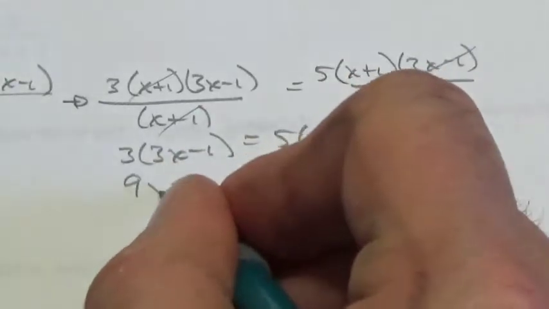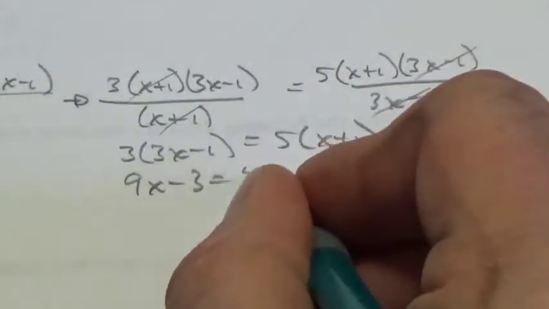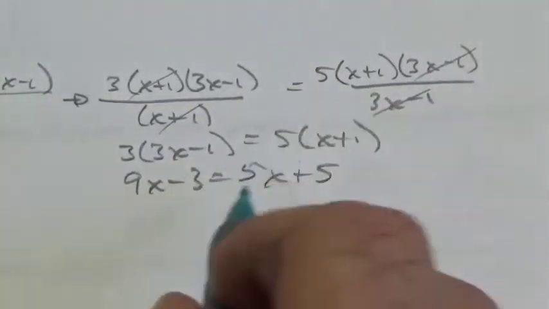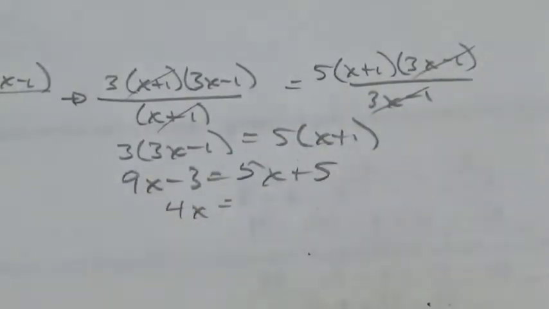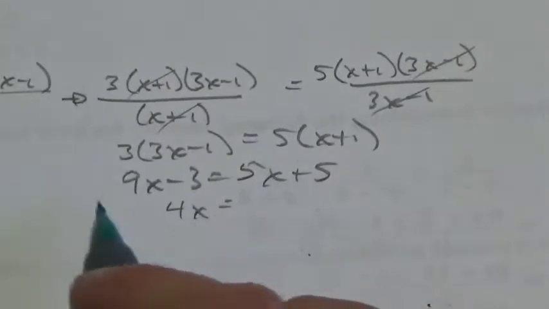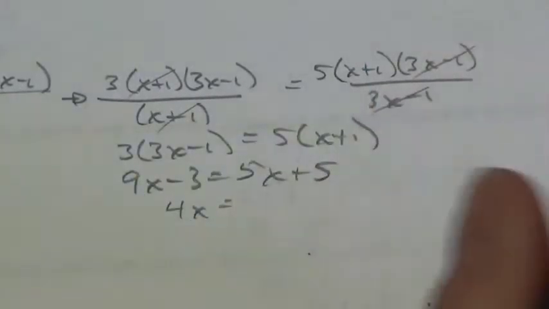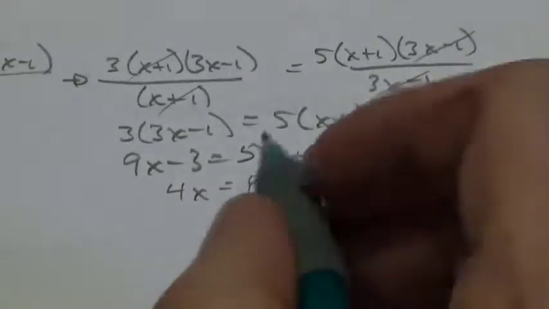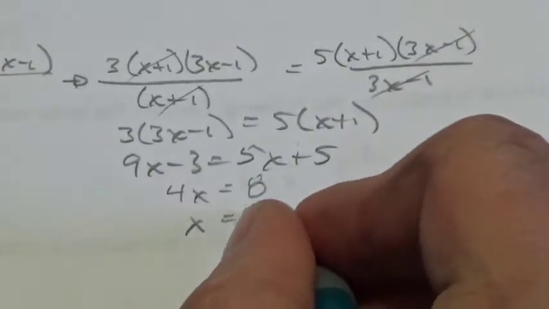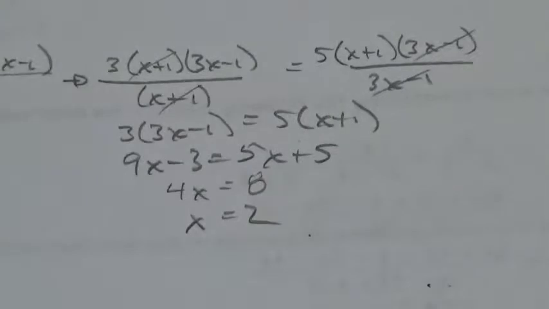Multiply through by the 3, multiply through here by the 5. I'll bring the 5x over, and I do that specifically because I want the coefficient of x to be positive, so I'm going to bring that over to whichever side makes it positive. Bring the negative 3 over, becomes 8, and now I'll divide both sides by 4, and I get that x is equal to 2. Okay, that's my solution.